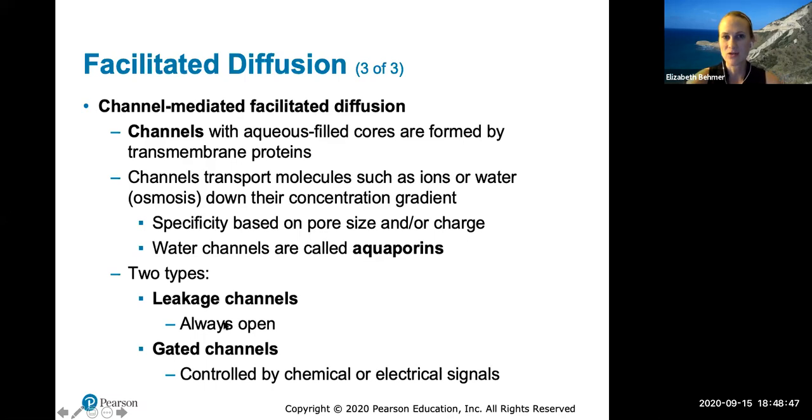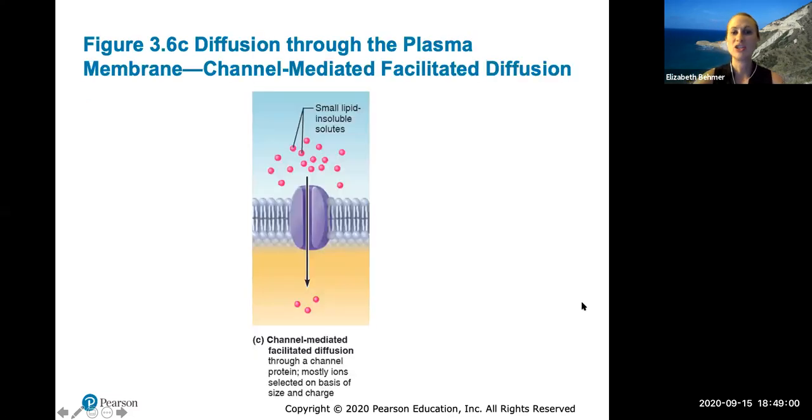They'll leak things through the cell membrane. And gated channels are controlled by either a chemical or electrical signal. And we'll talk about gated channels when we get more to your nervous system. So here's just a look at a channel-mediated facilitated diffusion.